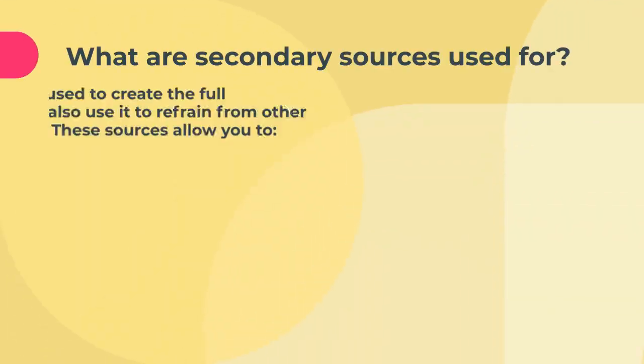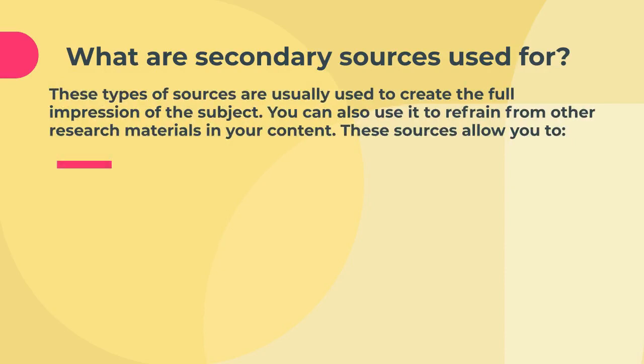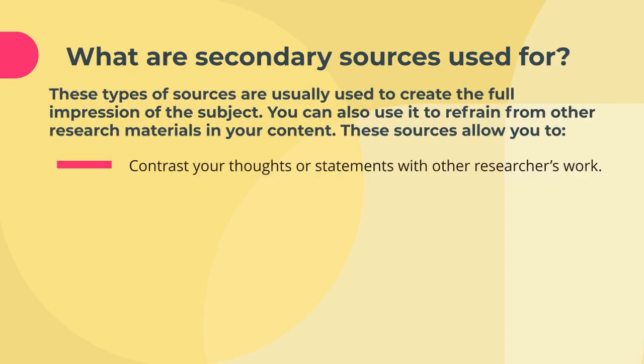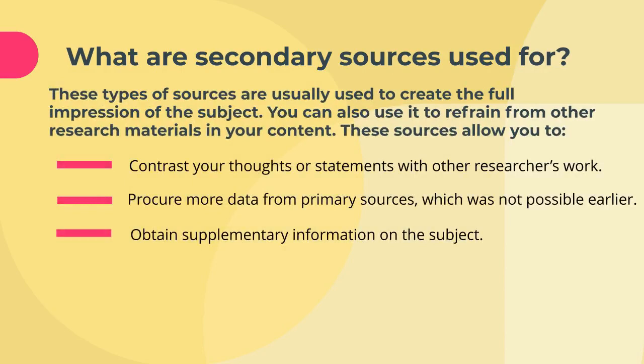What are secondary sources used for? These types of sources are usually used to create the full impression of the subject. You can also use it to refer to other research materials in your content. These sources allow you to contrast your thoughts or statements with other researchers' work, procure more data from primary sources, which was not possible earlier, and obtain supplementary information on the subject.